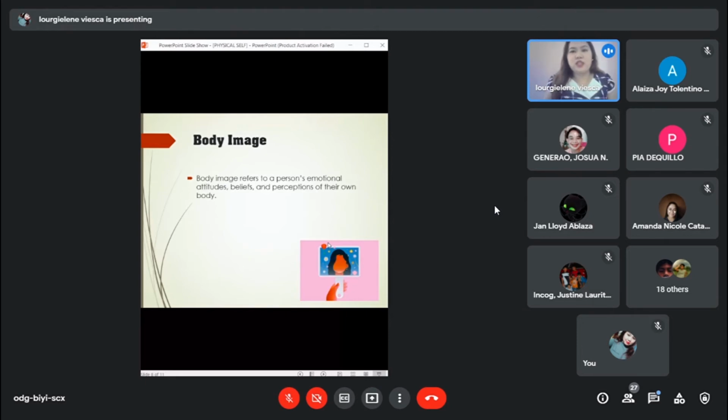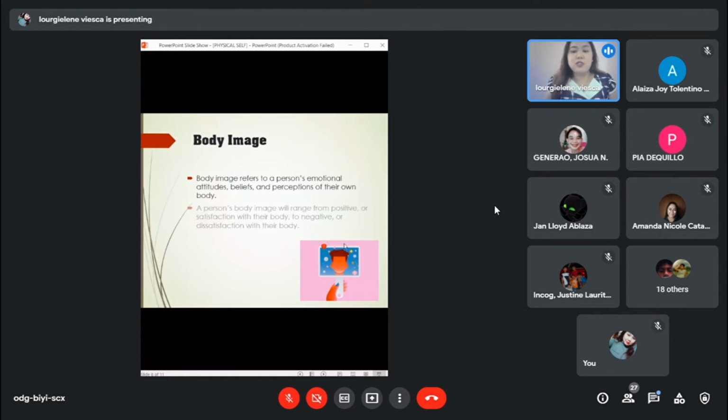Or in a negative way, if you look into a mirror, the only thing that you see are your pimple marks, my imperfect nose, my lazy eye, my imperfect eyebrows, and so on and so forth. That is what we call body image. How do you see yourself?